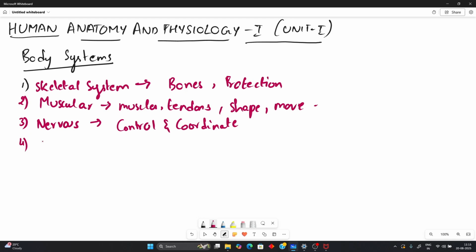Then we have the circulatory system. This is useful for supplying oxygen and nutrients to different parts of the body, and it is also used for removing waste from the body. Then we have the respiratory system.